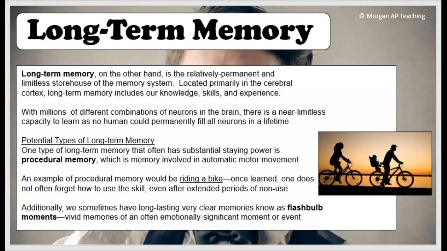With millions of different combinations of neurons in the brain, there's a near limitless capacity to learn, as no human could permanently fill all the neurons in a lifetime. I don't know which unit we brought it up in, but this idea that you only use 10% of your brain is really just a strange statement, because there really is no limit to how much you can learn, based on the neurons that are functioning, if your brain is properly functioning, right? So, potential types of long-term memory.